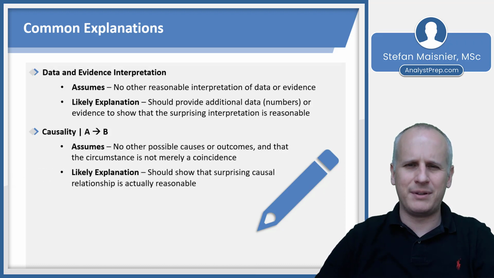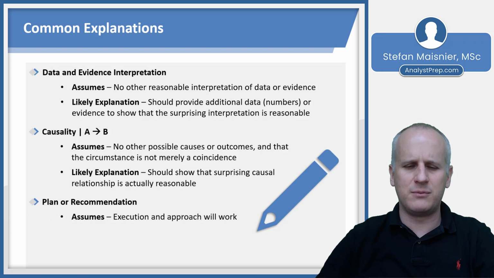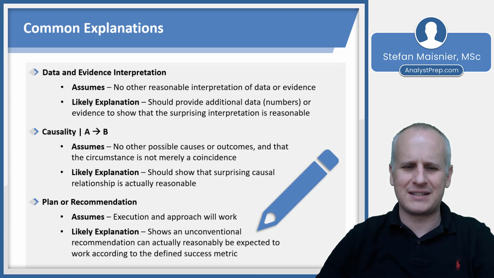So, a likely explanation for a scenario involving an unexpected causal outcome should show that surprising causal relationship is actually reasonable for some unstated reason. And of course, our plan or recommendation arguments will assume that you will execute the plan as the conclusion, and that approach will work according to the defined success metric. So the likely explanation here would show that an unconventional recommendation or plan could actually be reasonably expected to work according to whatever the defined success metric is.